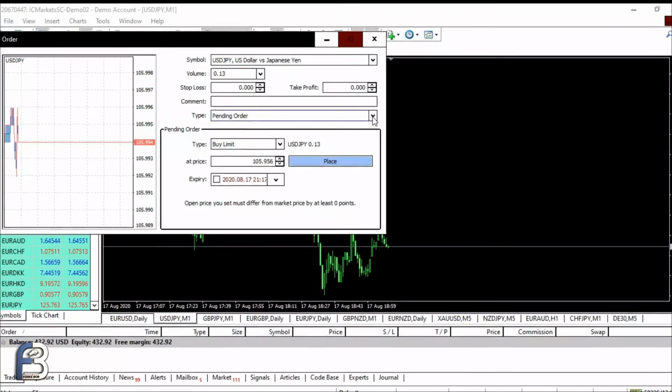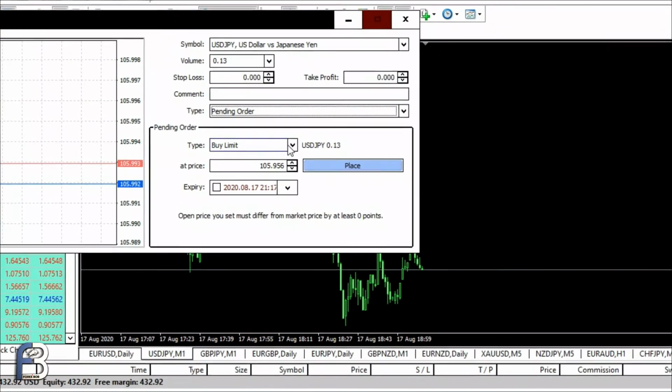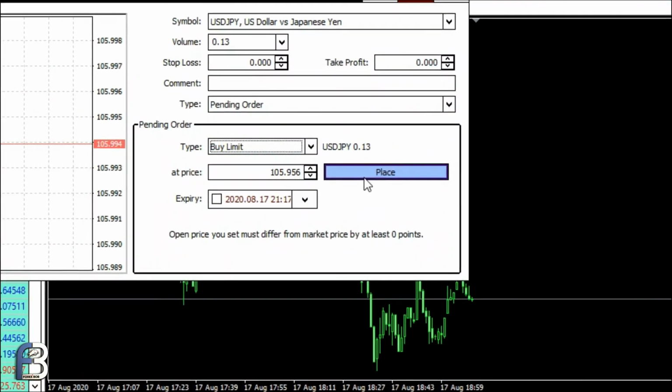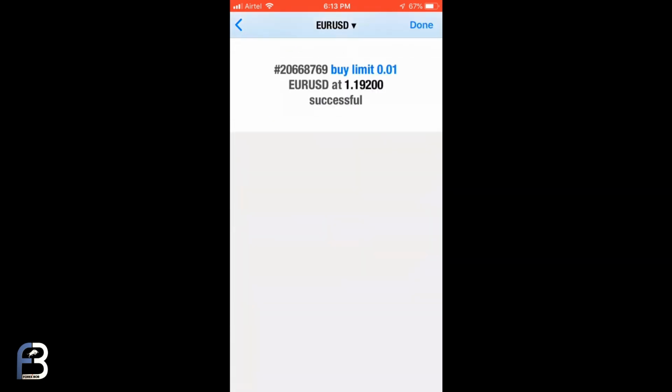To put a limit order, you just need to select pending order first from here, then choose buy limit from here, and then put the value from where you want to enter, and place the order. Same thing you need to do in mobile trading. Select buy limit, put values, and place the order.